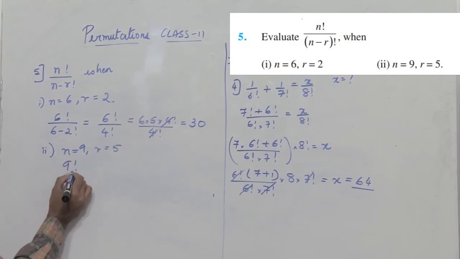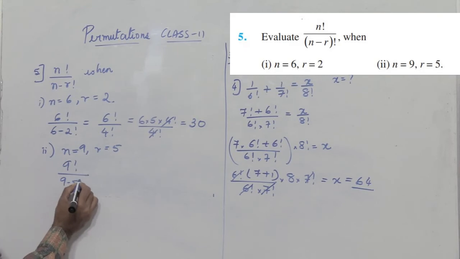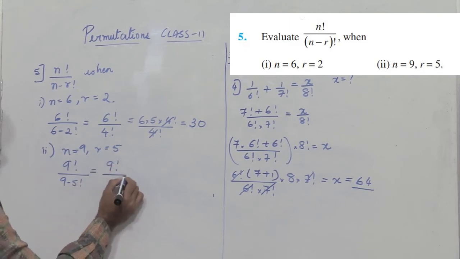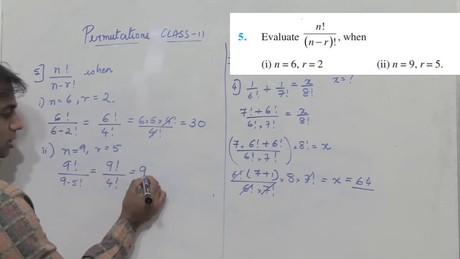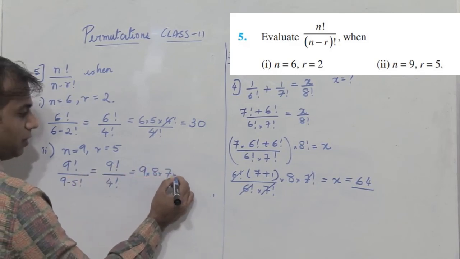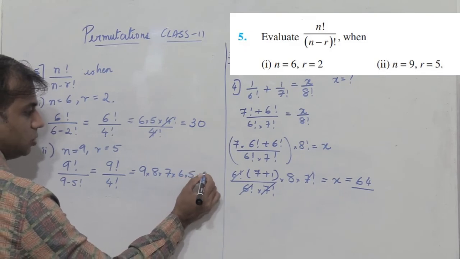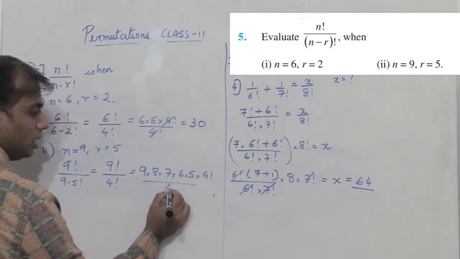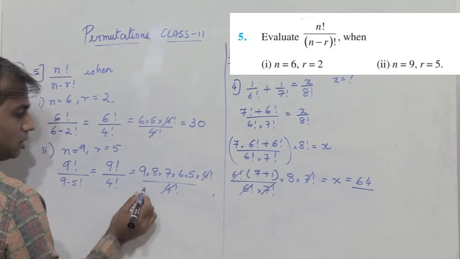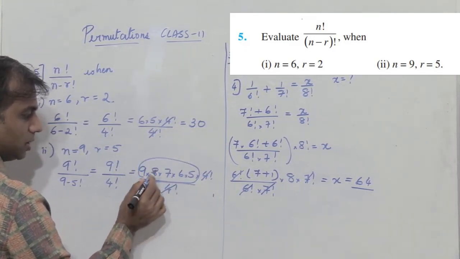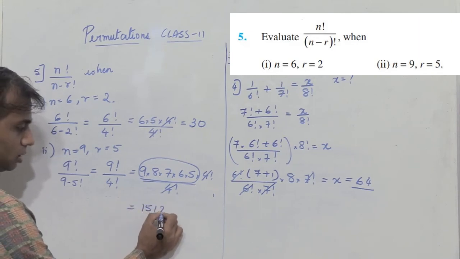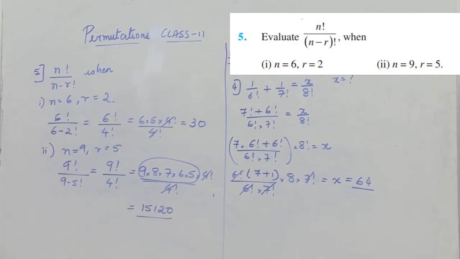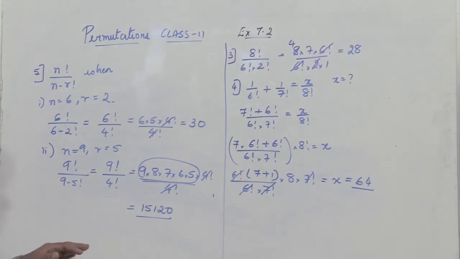Second one, n equals 9 and r equals 5. So you have 9 factorial divided by 9 minus 5 factorial. So which is 9 factorial divided by 4 factorial. So 9 factorial can be written as 9 into 8 into 7 into 6 into 5 into 4 factorial divided by 4 factorial. So you need to multiply all these numbers. So finally we get 15120. Right? So this is a very simple exercise 7.2, where only 5 problems have been given.